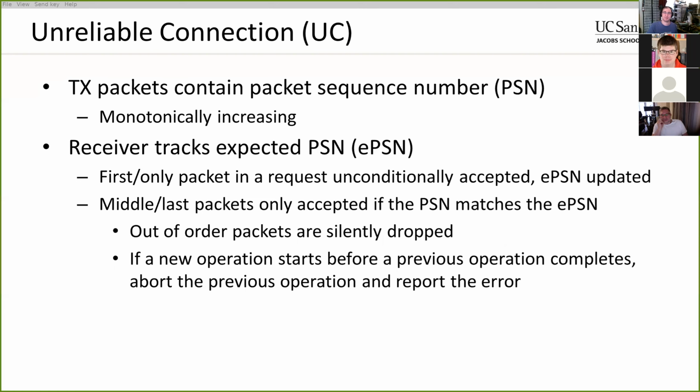Well, what happens with UC is all the TX packets contain a packet sequence number that's generated monotonically. So it basically increments by 1 every packet that's sent. And then the receiver tracks the expected packet sequence number.